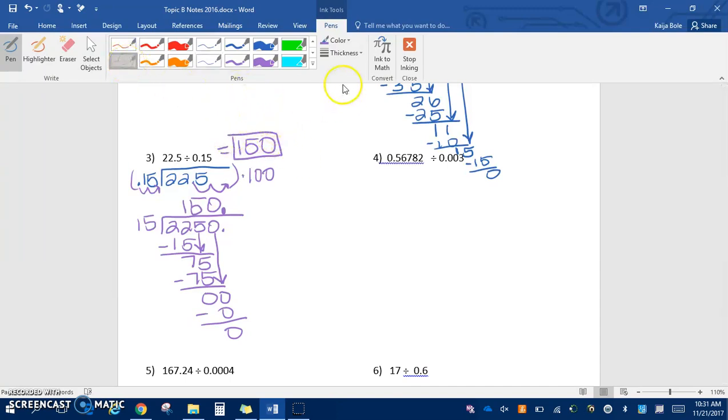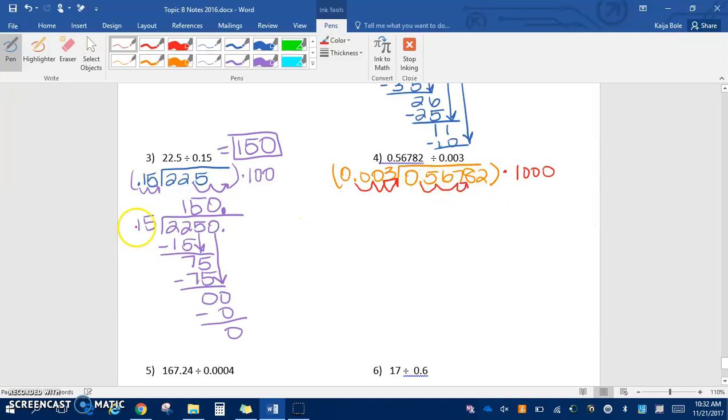Okay, I'm going to take a look at number 4. I'm going to erase a little bit just so I have some more room here to think. So now number 4, I'm going to set it up first as I normally would. 0.56782, 0.003. So now I want to move this decimal over 1, 2, 3 times. So instead of multiplying by 100, I'm now going to multiply by 1,000.